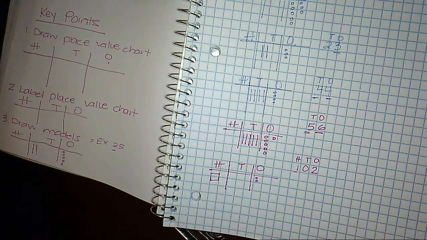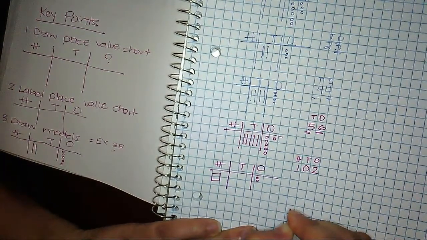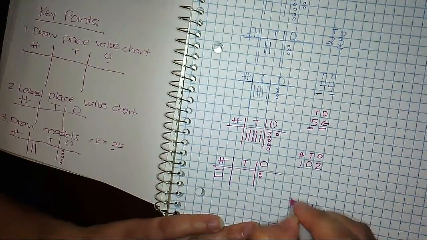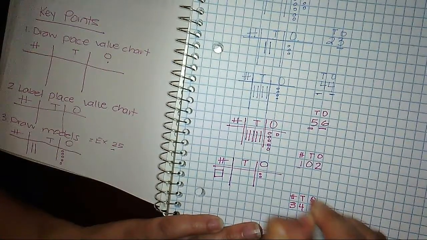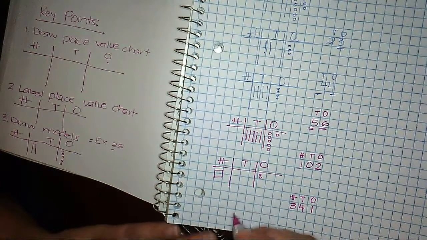Now, your turn to do the next one. I want you to write the number. This is the number I want you to model. I want you to model the number 341. I want you to model it. 10 seconds. And let's check your work.